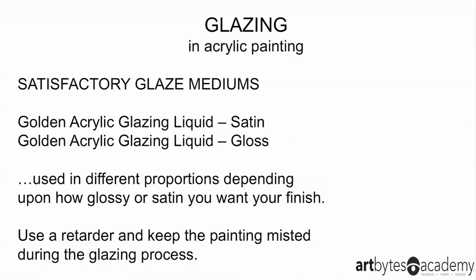If over time they yellow badly, it's a bad sign, because if you mix a color and put it on, you really don't want that color getting messed with over time by having yellowing materials in it. For acrylic glaze medium, I have tended to like using Golden acrylic glazing liquid. I've bought satin and gloss.